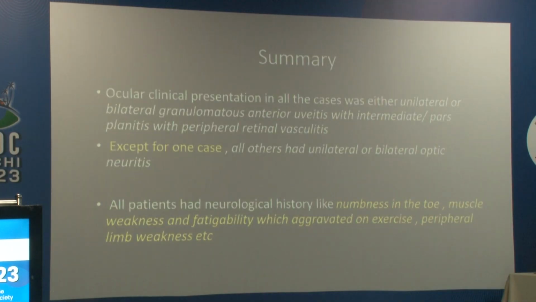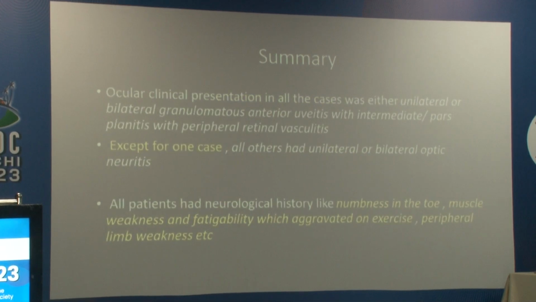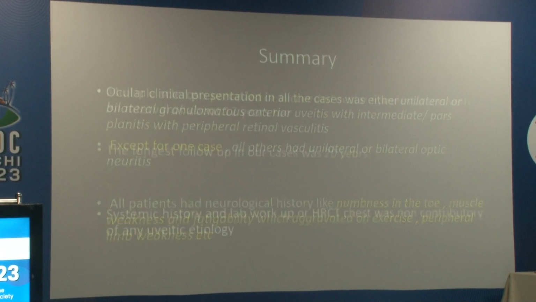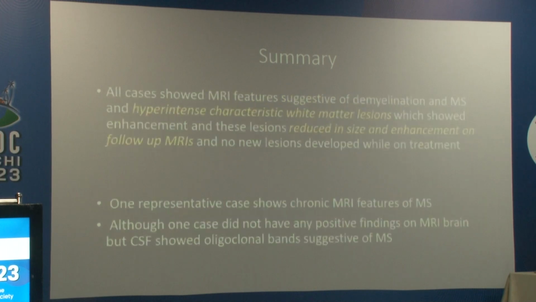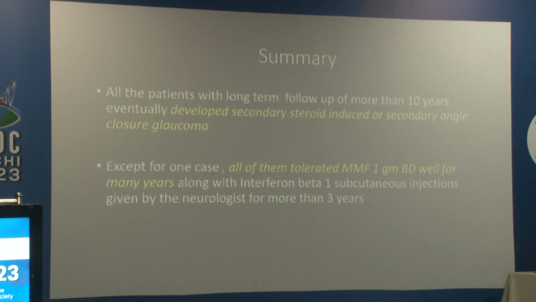This is to summarize all the findings. These were the neurological symptoms that we found: numbness in the toe, muscle weakness, fatigability, peripheral limb weakness, etc. The systemic history, HRCT and lab workup were all non-contributory of any other uveitic etiology. All had characteristic MRI lesions, but interestingly, one didn't show any MRI features, but that one had CSF oligoclonal bands. All developed secondary steroid-induced or secondary angle closure glaucoma, and all of them tolerated MMF very well for many years.